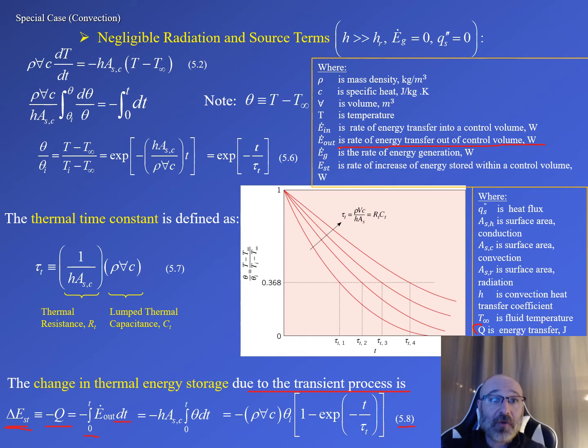Now this is going to be equal to, when we plug in for those relationships, a negative h value, where h is our convection heat transfer coefficient, times our A sub SC, all times the integral from 0 to t of our theta dt, where again, recall our theta is our temperature difference, defined up here. Now when we plug in next, this is equal to a negative rho V c, where again, this is our mass density, specific heat, and volume, times our theta I term, times 1 minus the exponent of negative t over our tau sub t, where we have our tau sub t relationship given right here in equation 5.7.